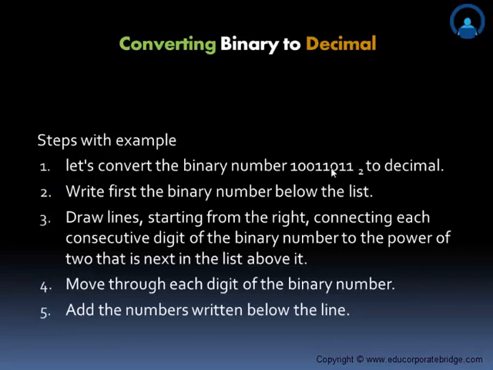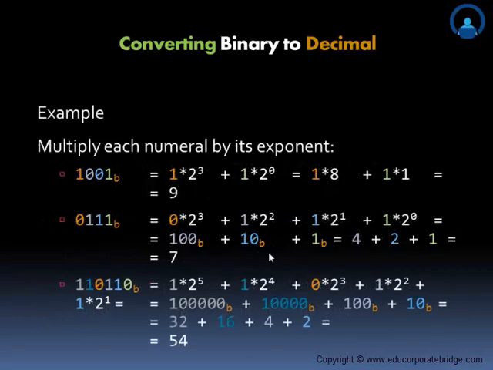to 1 plus 0 into 2 raised to 2 plus 1 into 2 raised to 3 plus 1 into 2 raised to 4 plus 0 into 2 raised to 5 plus 0 into 2 raised to 6 and plus 1 into 2 raised to 7. After the addition of these numbers, we get the decimal equivalent. So we'll take a valid example to have a brief idea about this conversion of the number system.